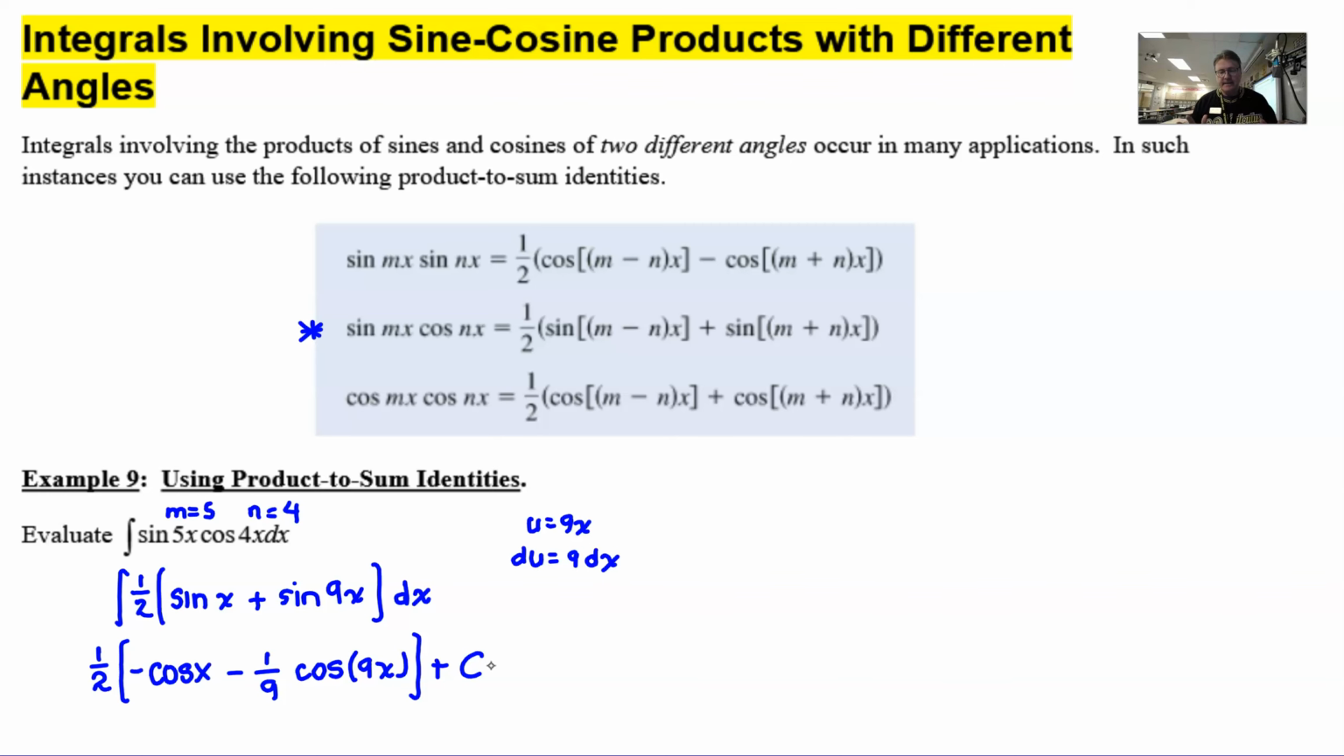Now, let's suppose you run into a problem like this, and for the life of you, you can't remember these trig identities to save your life.